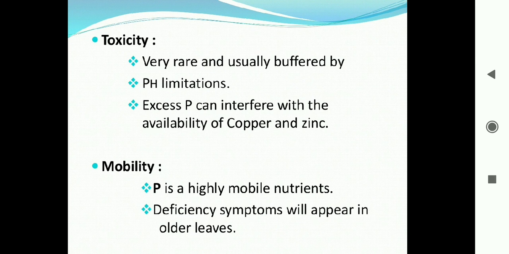Then toxicity: it is very rare and usually buffered by pH limitations. Toxicity is very rarely found in a plant because of phosphorus, and sometimes excess phosphorus can interfere with the availability of copper and zinc to the plant. Means phosphorus toxicity affects the availability of copper and zinc microelements. Then about mobility: phosphorus is a highly mobile nutrient like nitrogen, and therefore deficiency symptoms appear on the older parts of the plant or older leaves.